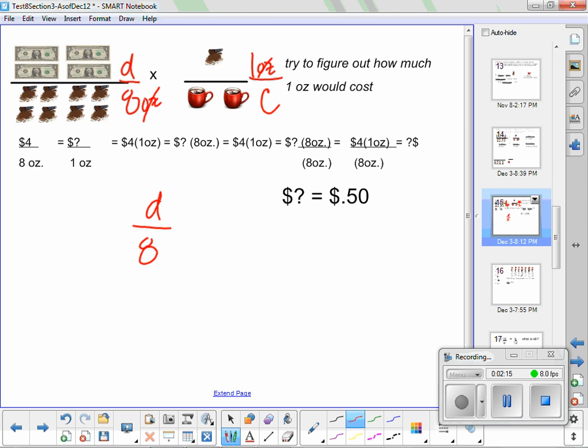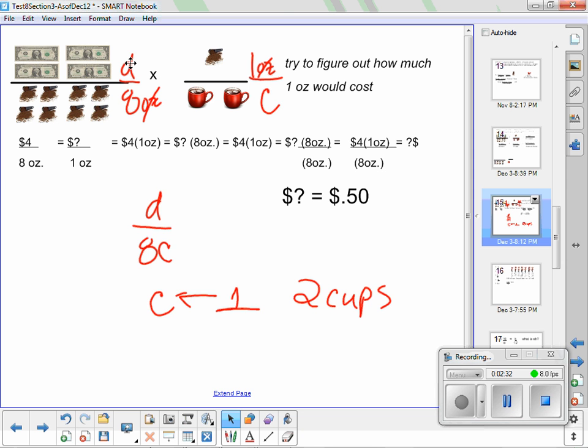I think that the biggest confusion comes into play given that C is not necessarily 1. It could be 1, but it doesn't have to be. That's why I like to make it 2 cups, because I think that is more informative with this particular question.